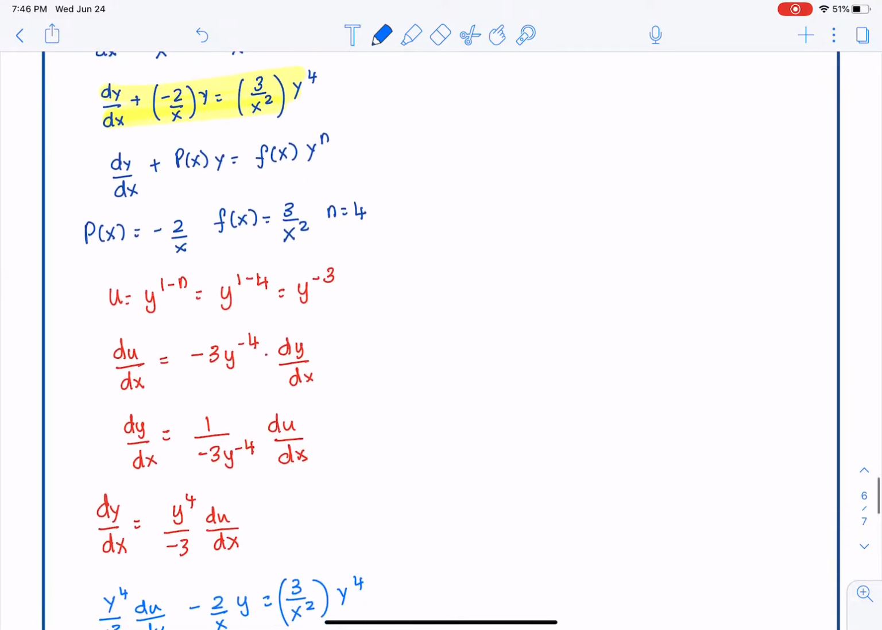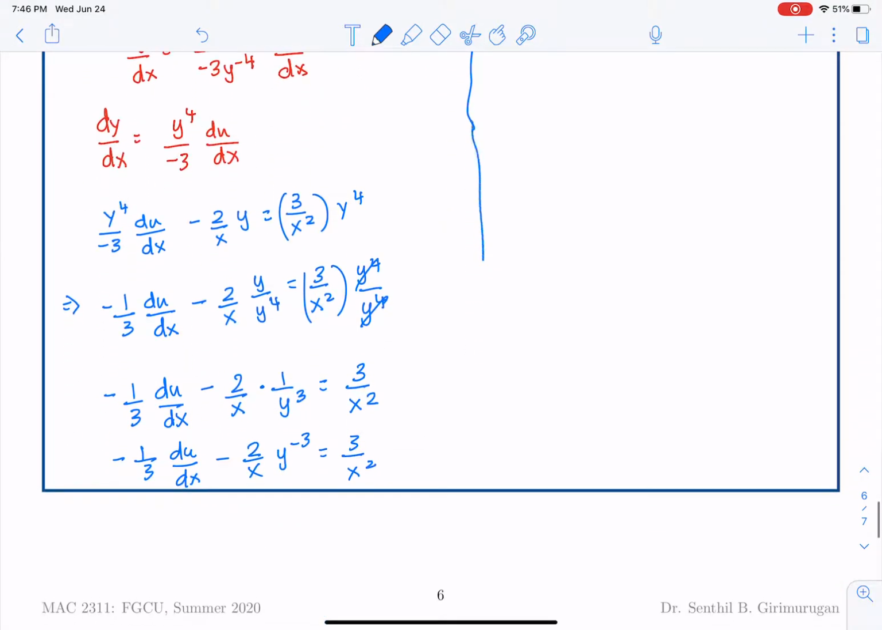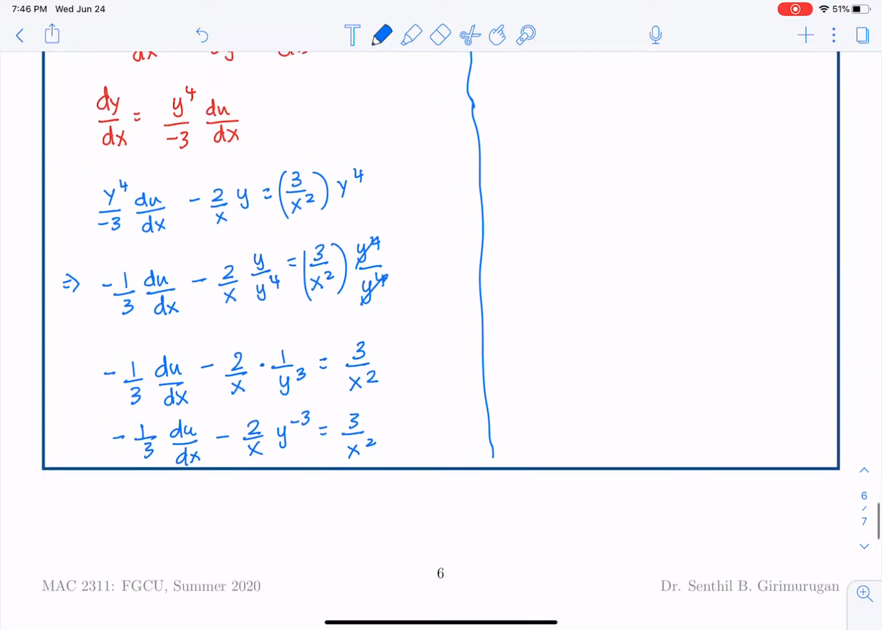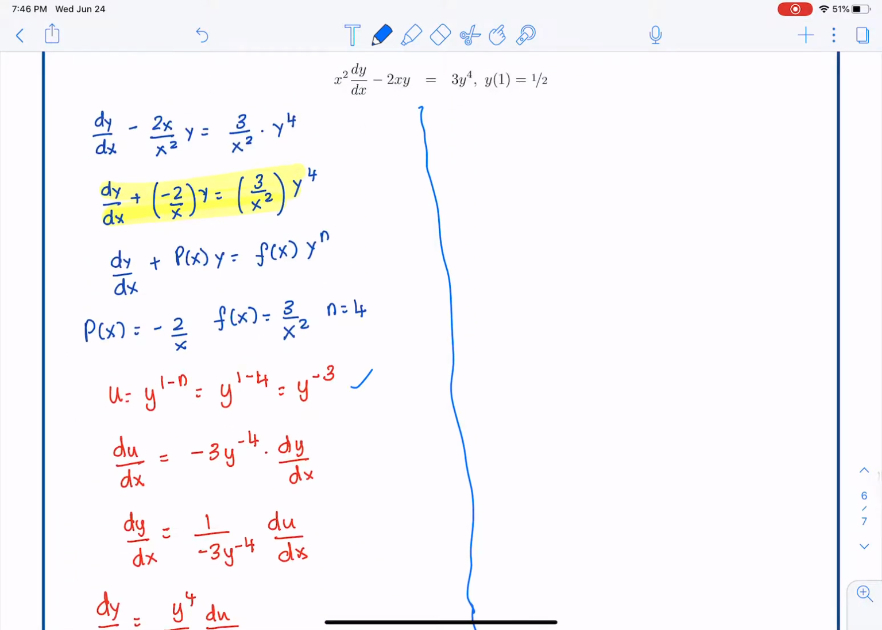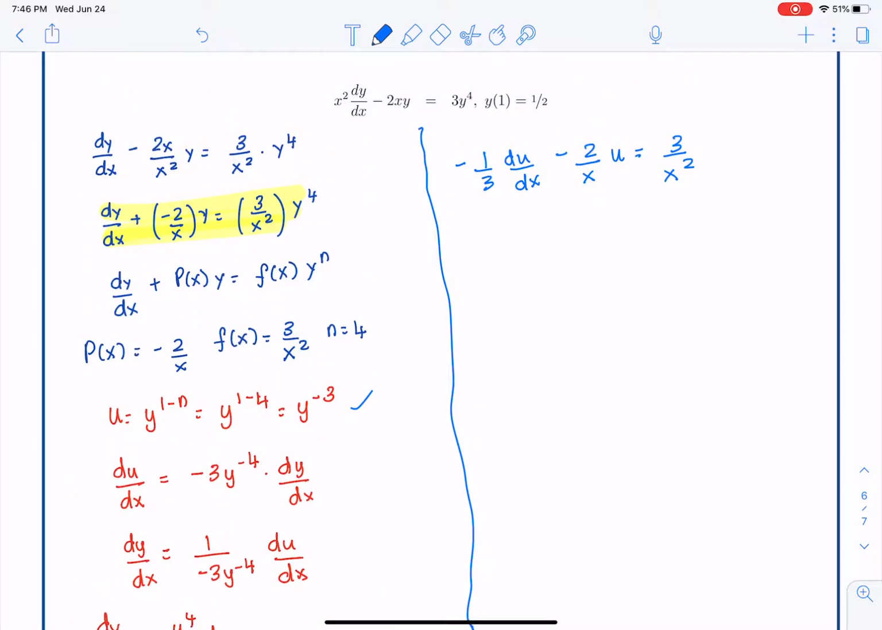But what is y raised negative 3? That is simply u. That was our substitution. So, which we have here: negative 1 over 3 du over dx, negative 2 over x, u equals 3 over x squared. Multiply by negative 3 on both sides, you'd get du over dx plus 6 over x times u equals minus 9 over x squared.